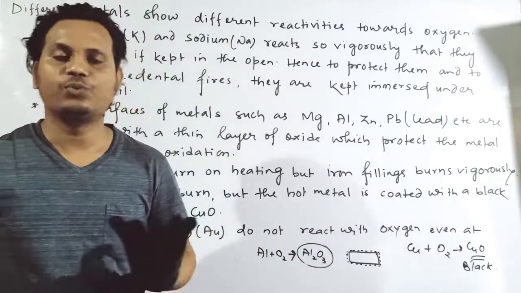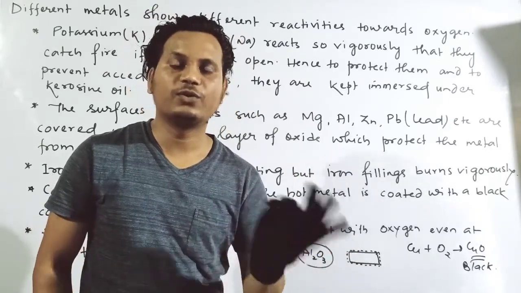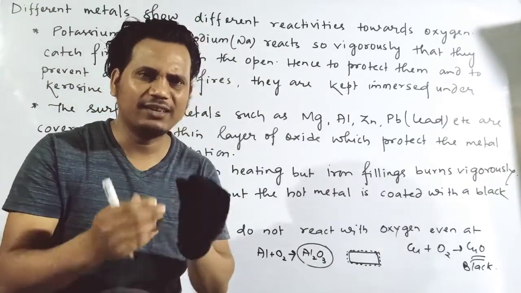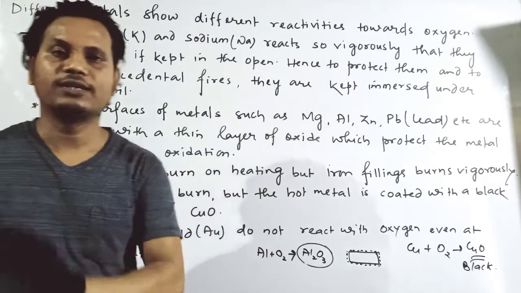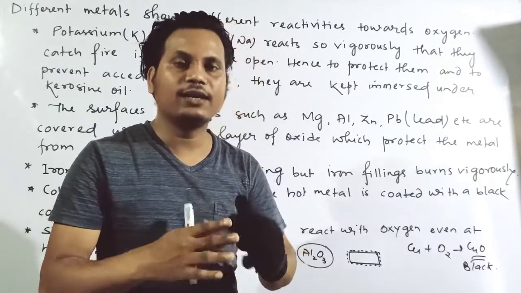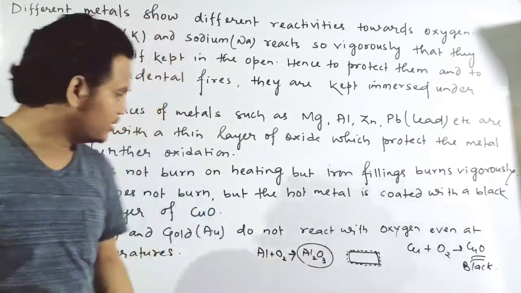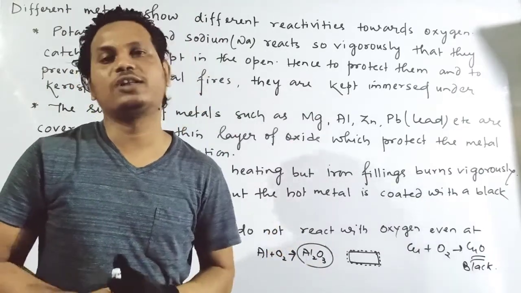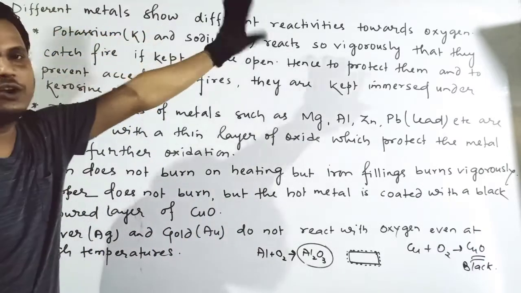Some metals do not react with oxygen even at high temperature, like silver and gold. Some metals react a little, and after that they do not react. Like magnesium, aluminium, zinc, lead, they react at the starting, after that the reaction stops. Again, iron does not react, but iron filings react. Copper does not react, but copper in a hot state reacts and is covered with a coating of copper oxide. So this is the reactivity of different metals with oxygen.